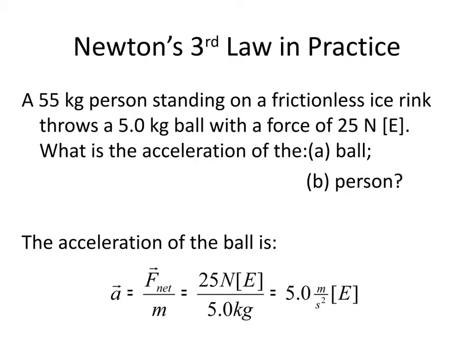Well, let's have a look at the acceleration of the ball first. We've got the force acting on the ball, 25 newtons east, and we'll divide by the mass of the ball. So here we're using Newton's second law. There's the formula for Newton's second law, and we're using the given force, 25 newtons east, on the ball. So we get 5.0 meters per second squared east for the ball's acceleration.